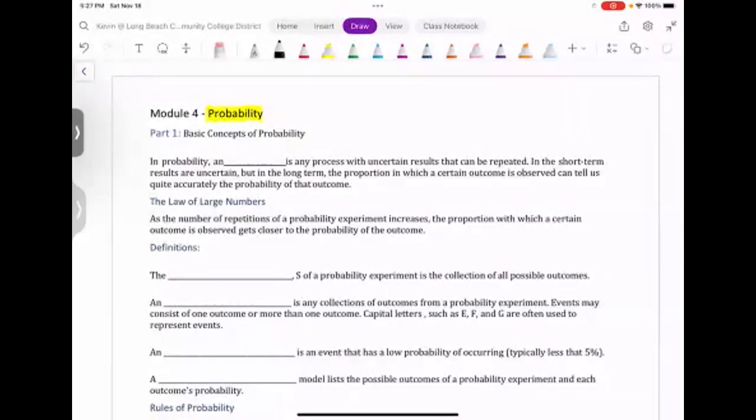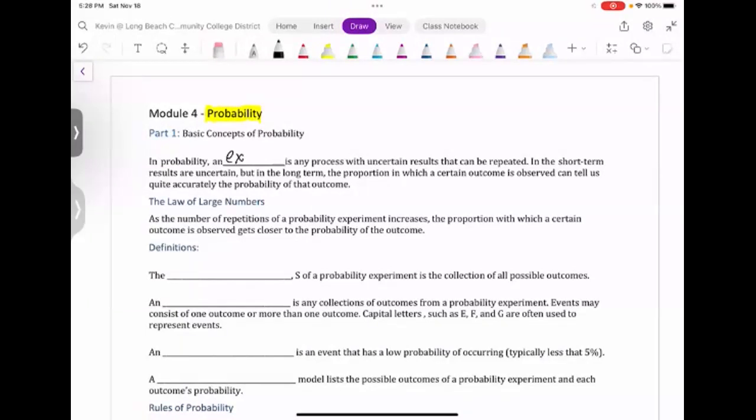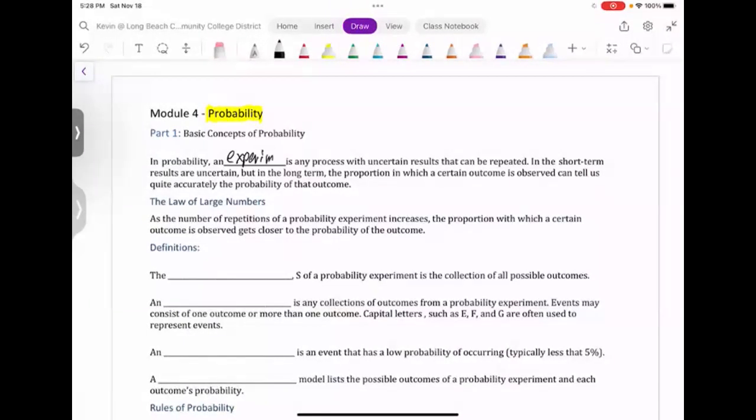So as always, we have to start out with some definitions. In probability, an experiment is any process with uncertain results that can be repeated. Now, I want to really make a big deal out of that can be repeated.